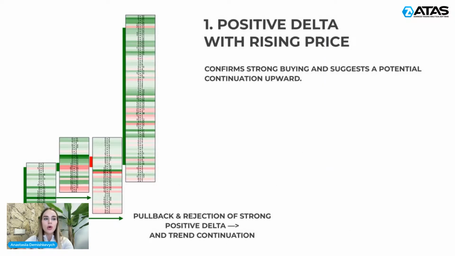But let's go through a few more scenarios to better understand how delta behaves in different kinds of situations. Scenario number one is positive delta with rising price. A very simple example that happens a lot in the market. You will be able to spot it often. This confirms strong buyer pressure and may suggest the move is likely to continue upwards. Buyers are in control and the price is reacting accordingly, so it's going up.